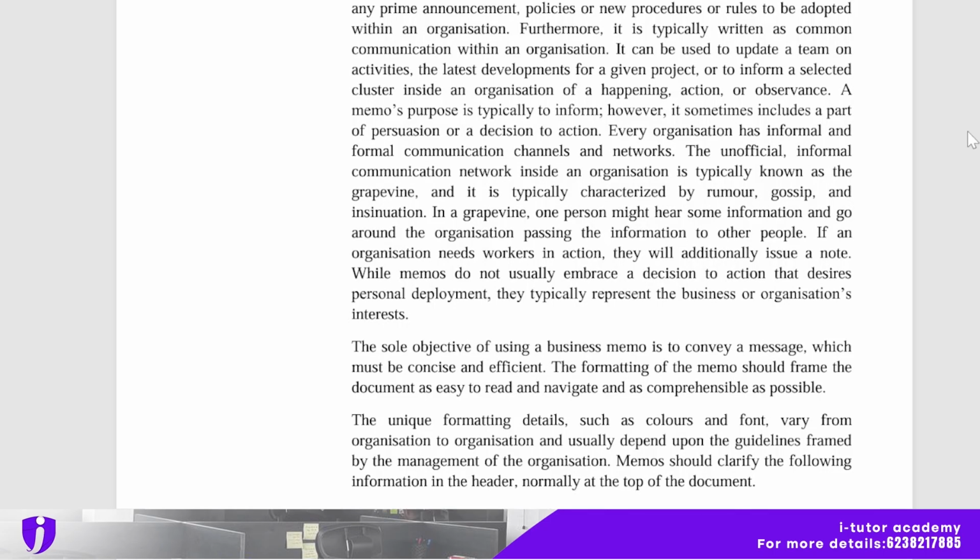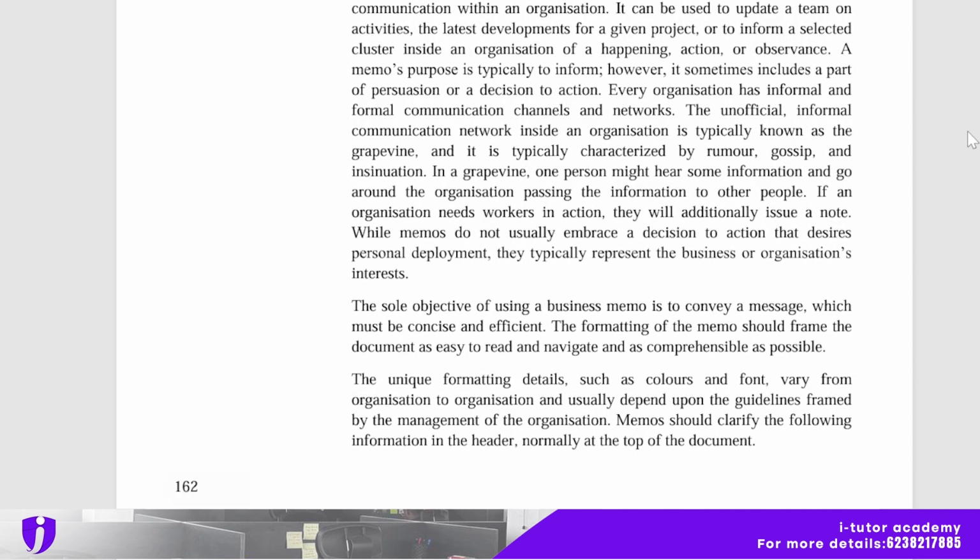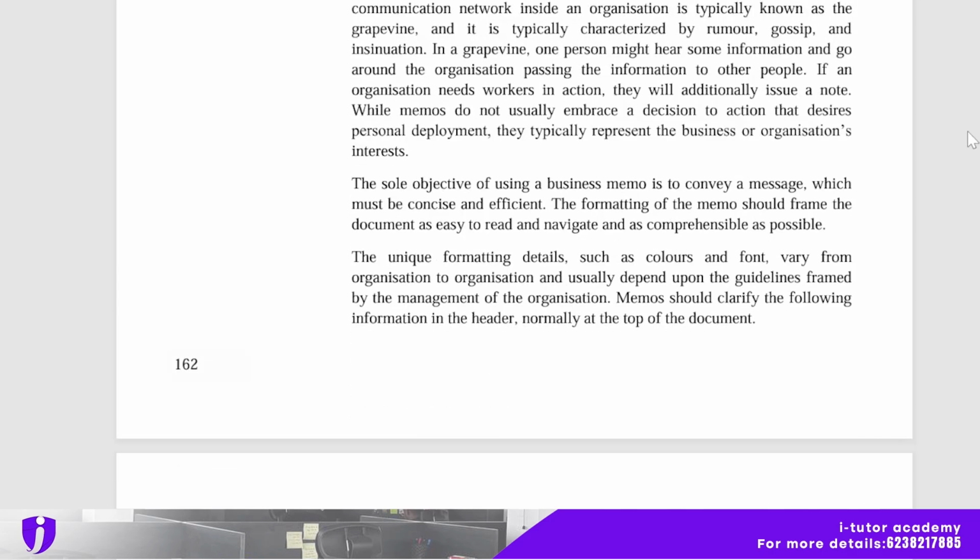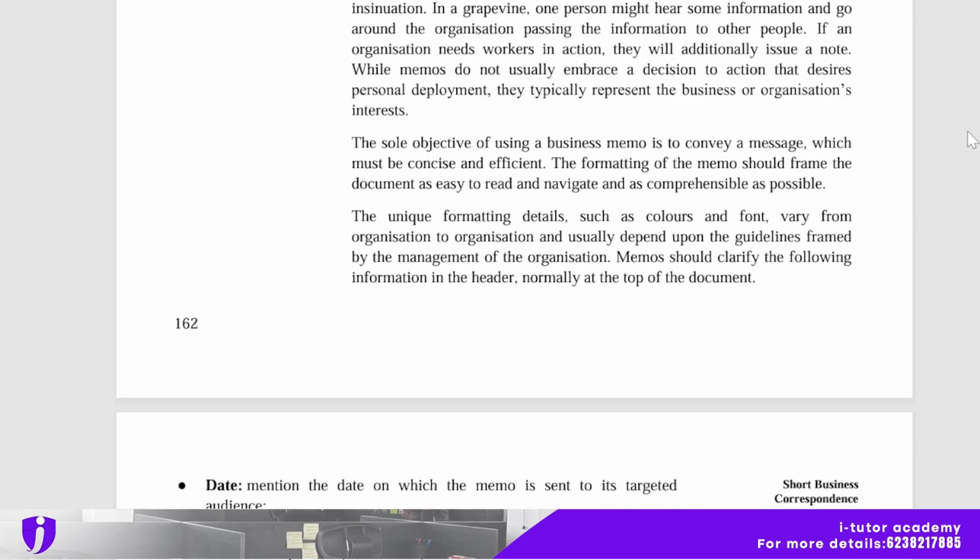And the sole objective of using a business memo is to convey a message which must be concise and efficient. And the formatting of the memo should frame the document as easy to read and navigate and as comprehensible as possible. And the unique formatting details such as colors and fonts vary from organization to organization and usually depend upon the guidelines framed by the management of the organization.